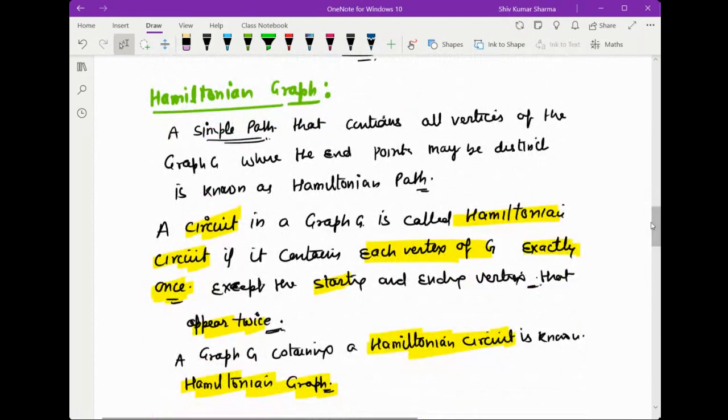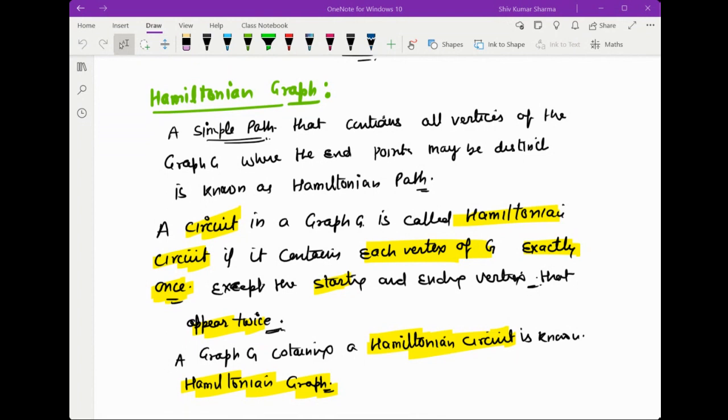We define a Hamiltonian path as a simple path that contains all vertices of the graph G, where the endpoints may be distinct. That means we make a simple path, start from vertex v1, and we can end at vertex v4, but cover all the vertices in the graph G.